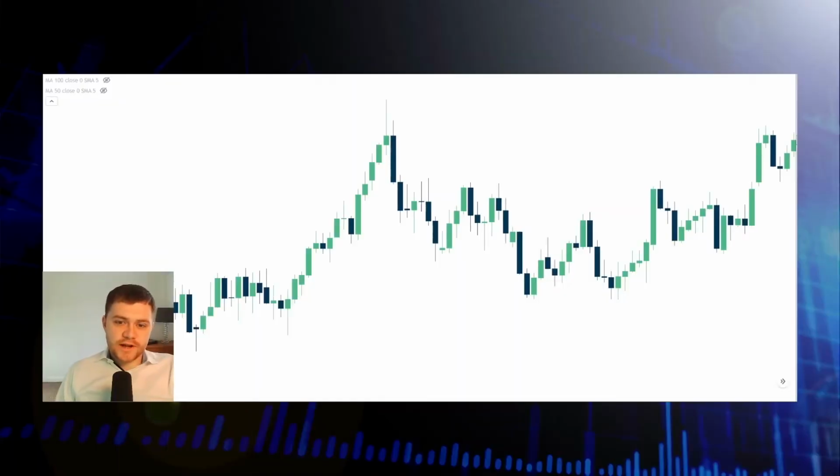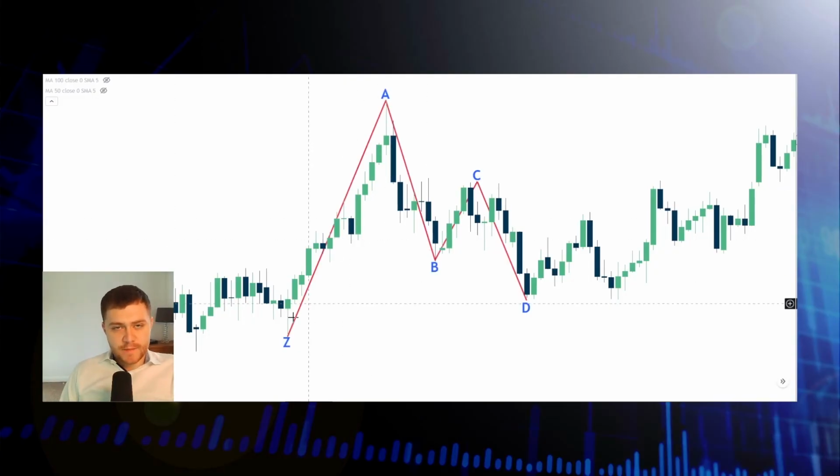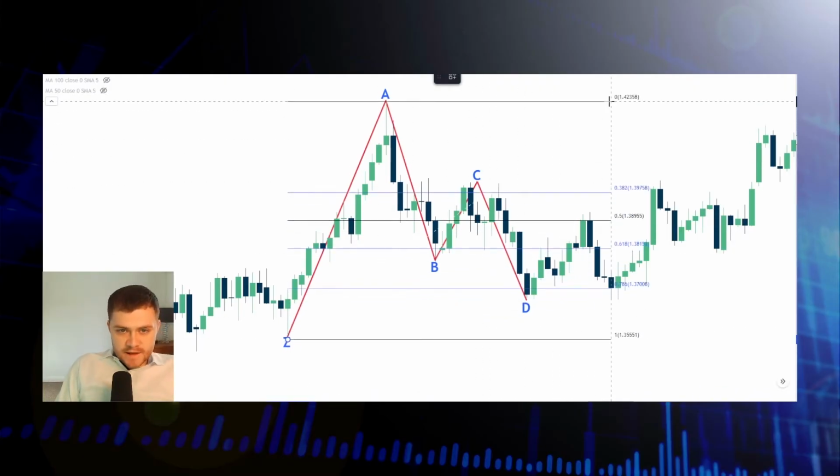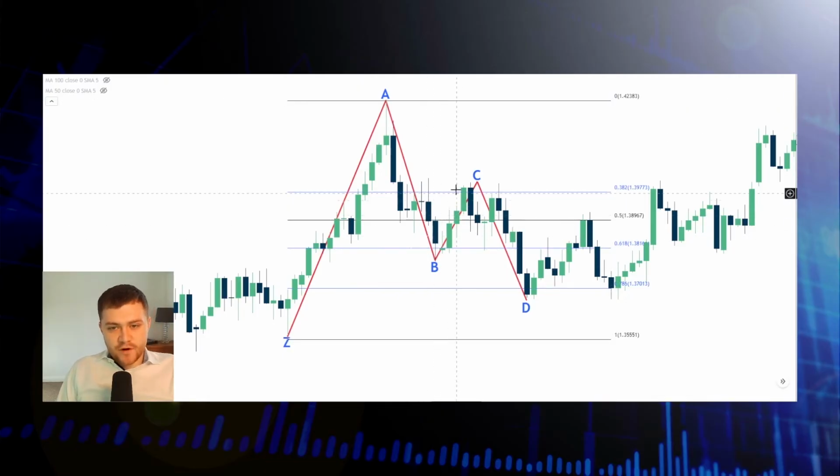Okay, then let's have a look at an example on how we can trade this on the chart. So if I get my drawings back up on the chart, we can see that Gartley pattern forming shape, and this is a bullish example. So we've got our initial bull move from Z to A. And if I draw in the Fibonacci retracement levels, we can see that point A to B is that 61.8% retracement. And then we've got point C to D, which is our 78.6%.